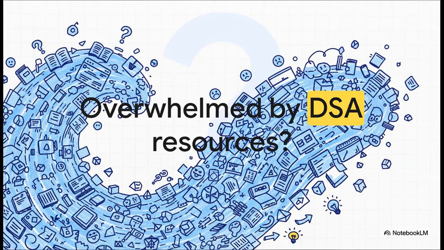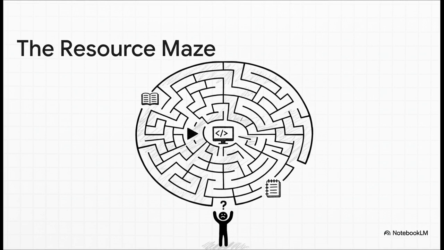If you've ever even tried to start studying for DSA, you know this feeling. It's like you're immediately hit by a tidal wave of resources, and you have absolutely no idea where to even begin. I mean, look at this. You've got the classic, massive textbooks, you've got endless video courses, dozens of different practice platforms, blogs, articles. The list just keeps going. It's a total resource maze, and wandering through it without a map is a recipe for burning out before you even get to the really tough problems.